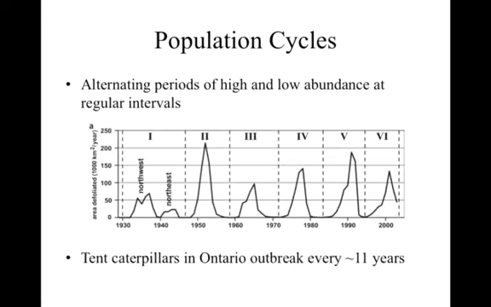So that differs from population cycles, where we have alternating periods of high and low abundance, just like we do in population fluctuations, but this time they occur at regular intervals.